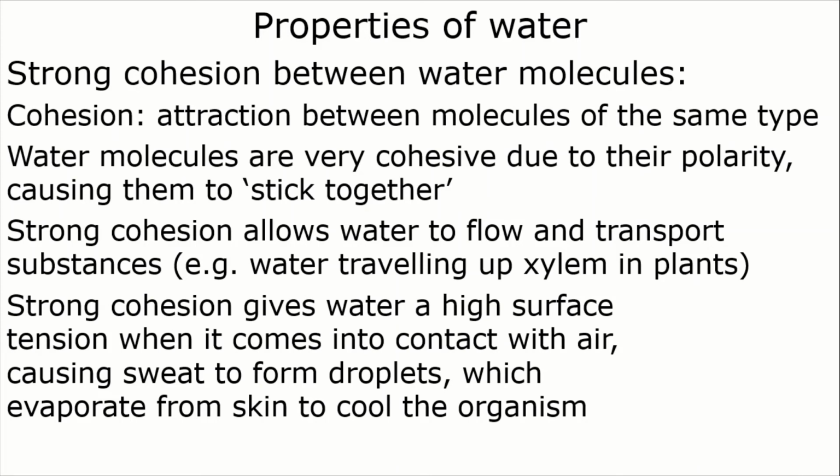And strong cohesion gives water a high surface tension when it comes into contact with air, and this is why sweat forms droplets on the skin, which obviously then evaporates and cools the organism. Now again, another really cool experiment you can do to show this high surface tension is if you get a coin, a 1 or a 2 pence coin, and you get a pipette with water in, you can put water on the surface of the coin drop by drop. Now, because of this cohesion, rather than forming a flat layer of water and then flowing off the coin, the water will almost form this dome-like structure, almost like a little snow globe.